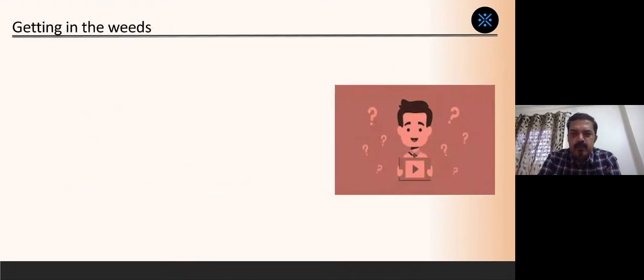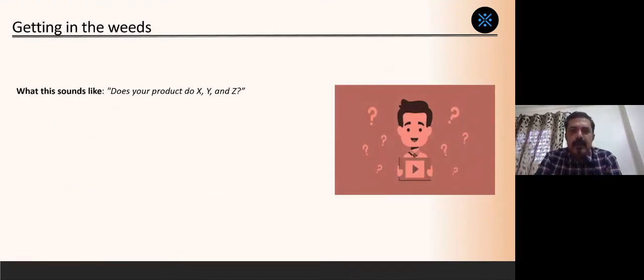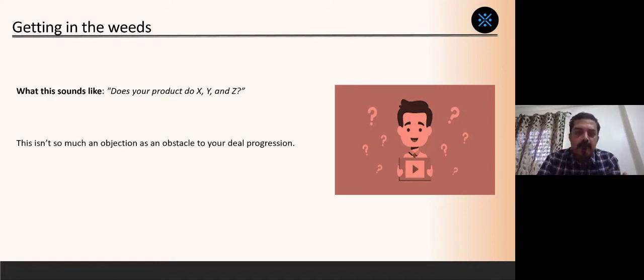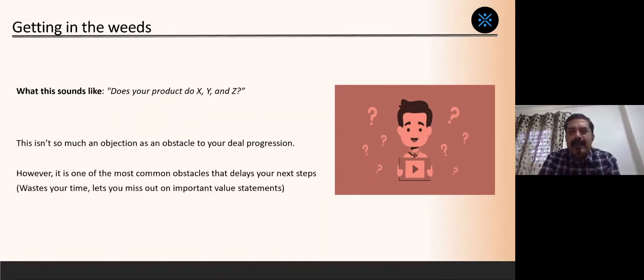Okay, the next one, this is not an objection, right? It is more of a deviation, I would call it. We call it getting in the weeds, right? So ideally what happens is, when you're trying to pitch your product or when you're doing a demo of your product or a solution presentation, people generally tend to get into certain unimportant, irrelevant things and spend more time on that, right? So this is what is getting into the weeds.